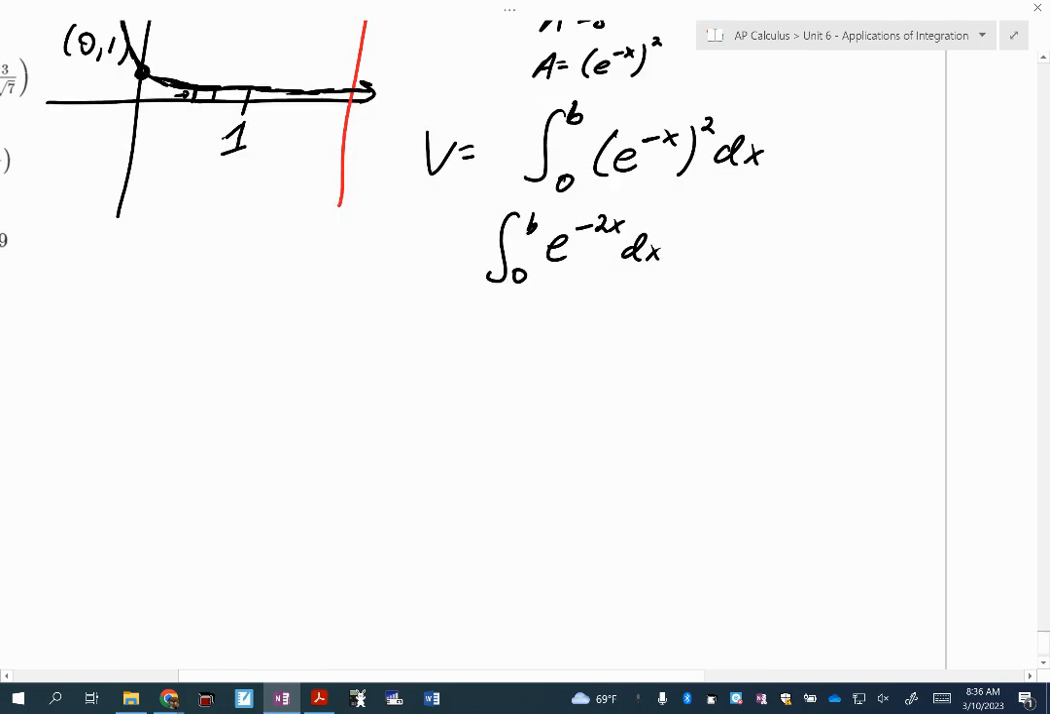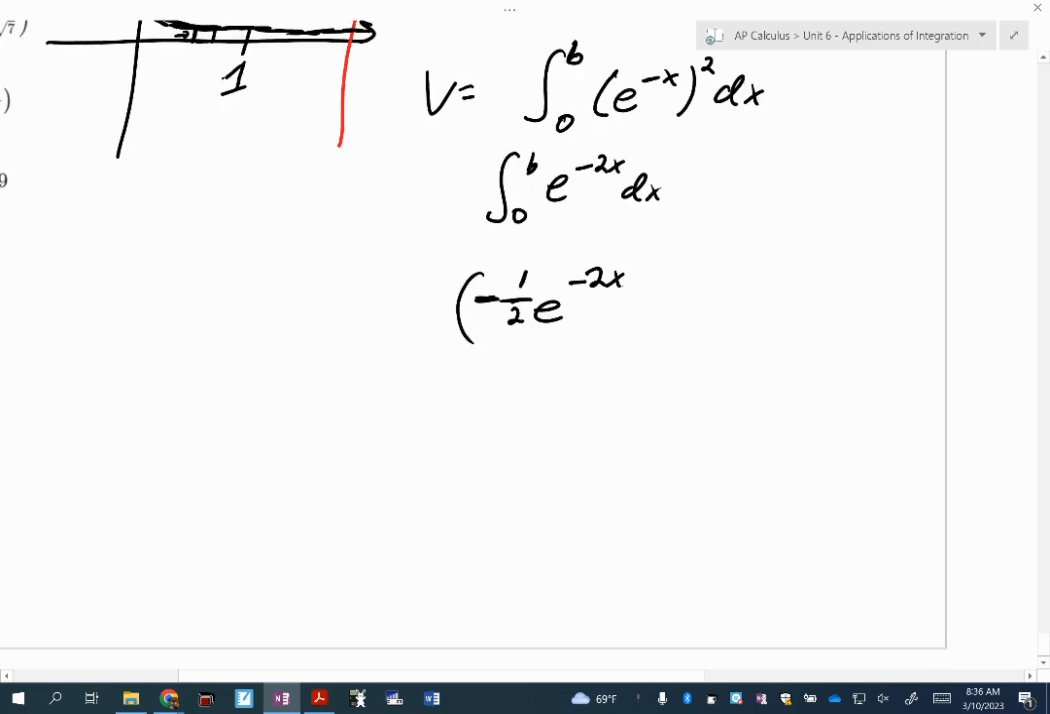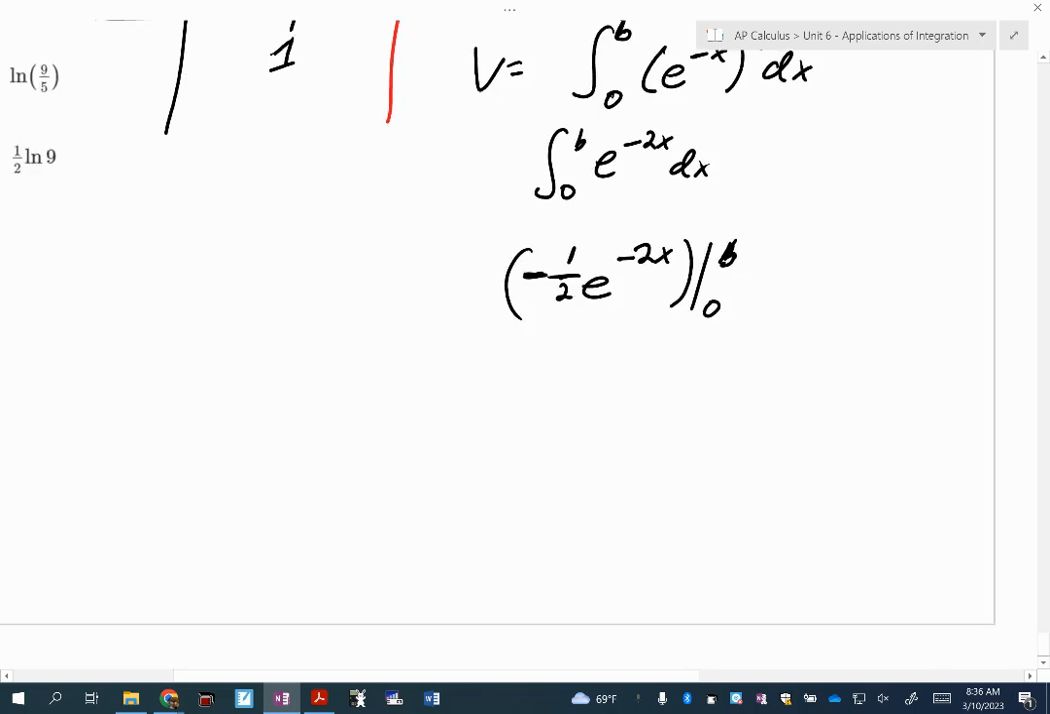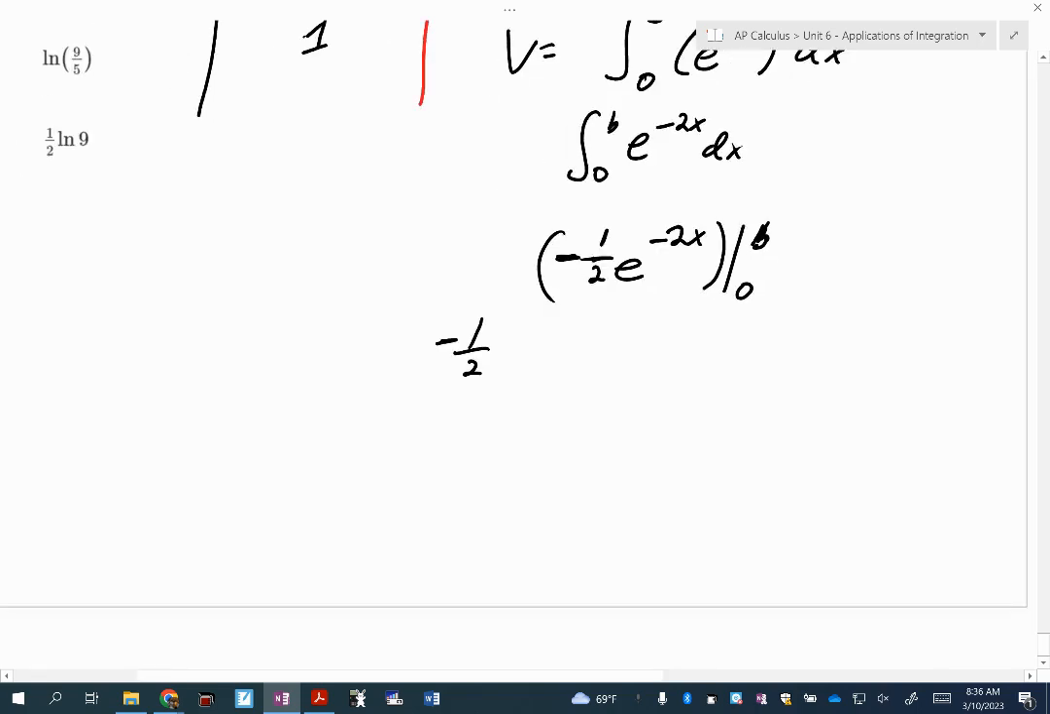So if I do the antiderivative, I copy it down. Now when I take the derivative of negative 2x, I get negative 2. I don't want that, so I need to do the negative reciprocal of that. Then evaluate it at 0 and b. So let's plug in b. Negative 1/2 e to the negative 2b minus negative 1/2 e to the negative 2 times 0 power.